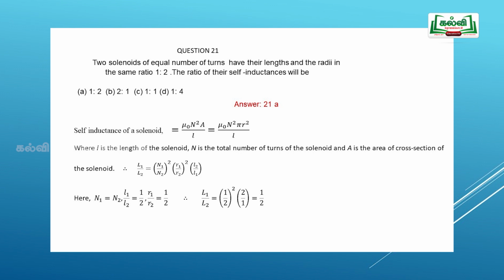This is inverse related, therefore it is L2 by L1. Since N1 is equal to N2, R1 by R2 is 1:2, and L1 by L2 is 1:2. Here you want L2 by L1, so it is into 2. 1 by 2 the whole square into 2 by 1. You get it as half. This is very simple for you again.